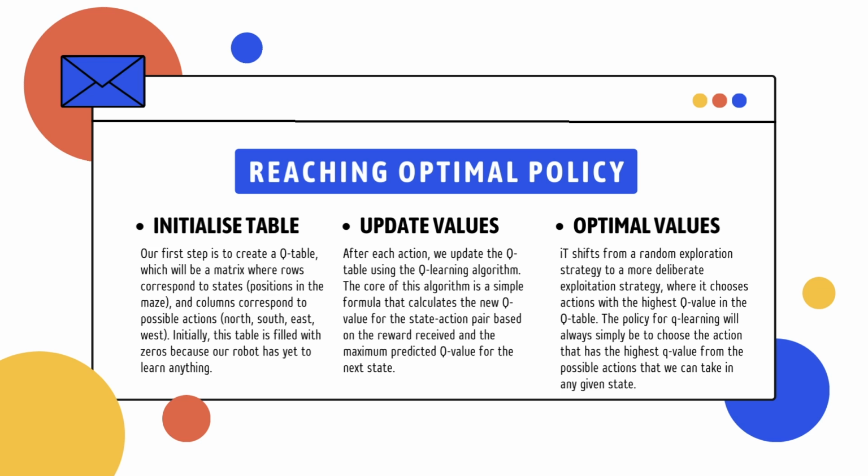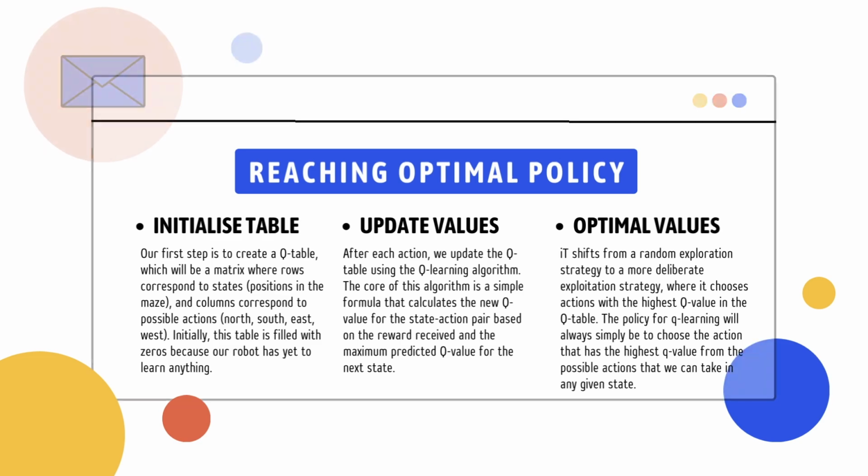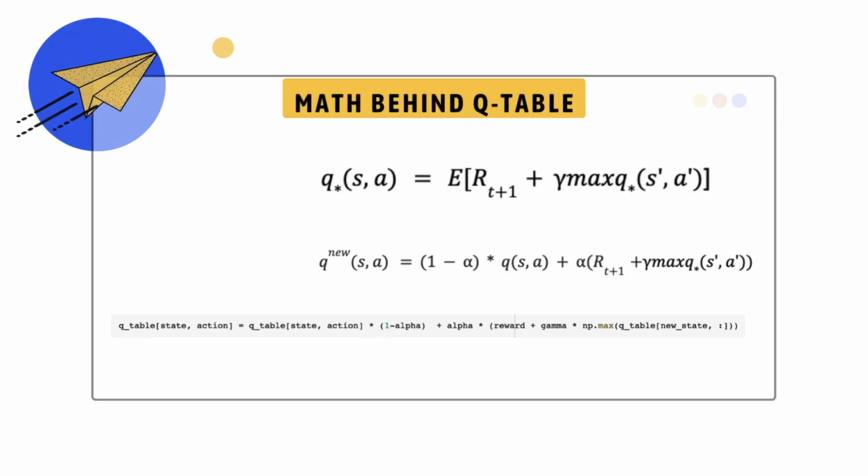Third, upon completion of an exploration, the agent analyzes the table and the maximum value to choose that pair as a part of the optimal policy. So let's talk about the math behind this.